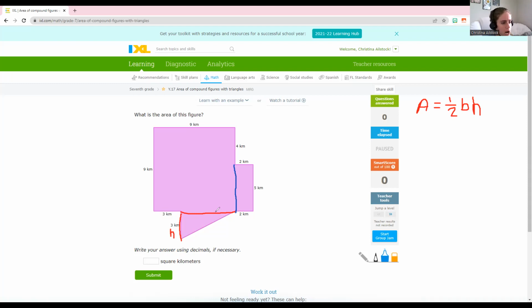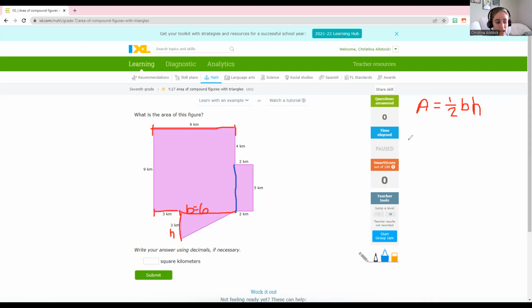Well, I see here that this entire length is 9 kilometers. But this little piece is 3 kilometers. So if the whole way across is 9 kilometers, and then this little piece that's not a part of my triangle is 3 kilometers, what would be the leftover section? It would be 6, because the whole thing is 9. We take out that little chunk that's 3. 9 minus 3 is 6, meaning we have a base of 6.